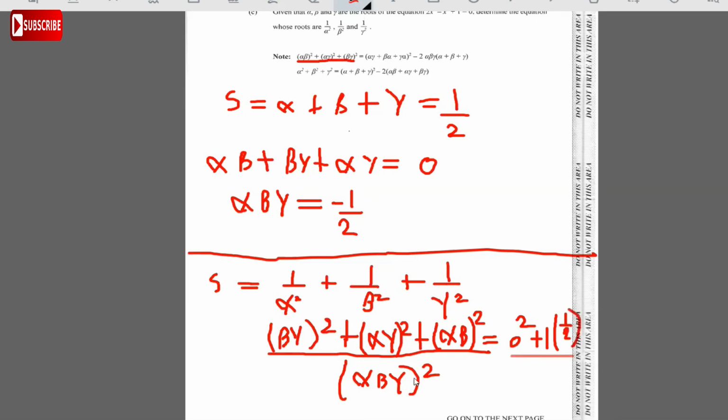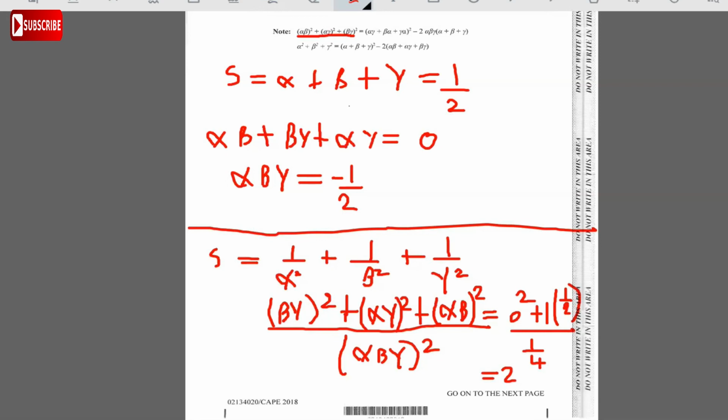Now all of this is divided by alpha beta gamma all squared. Alpha times beta times gamma is minus a half. So it's minus a half squared, which is a quarter. You just need to work out what a half divided by a quarter is. Half divided by a quarter is 2. So that's the sum of the new cubic equation.